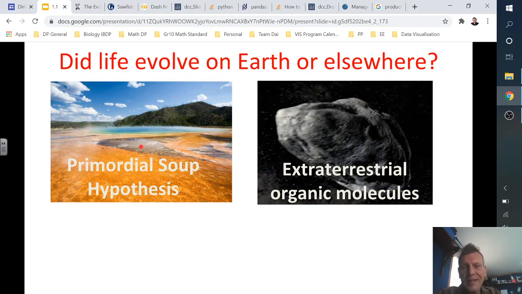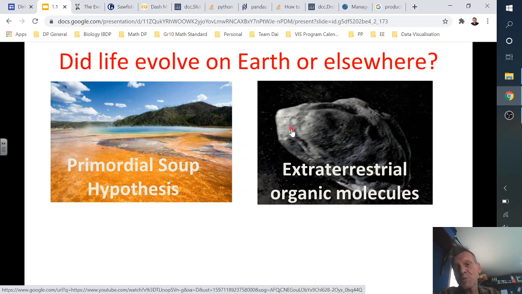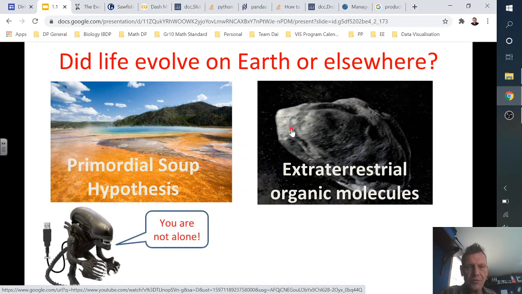There is also the idea that maybe life was brought to this planet, didn't actually start here, but it started somewhere else, and it was brought to us by comets, meteorites, and there have been meteorites found with amino acids on them. So organic molecules do exist out there in space. We've not found actual cellular life out there in space. So both theories are valid.